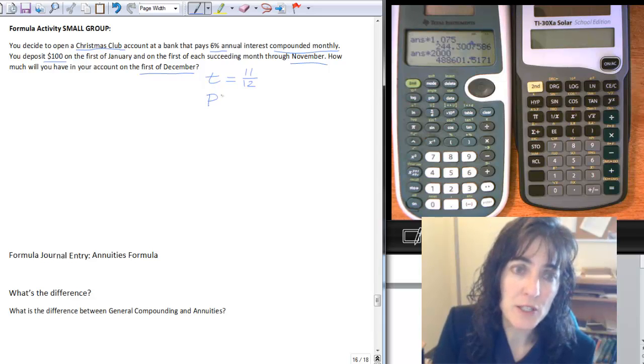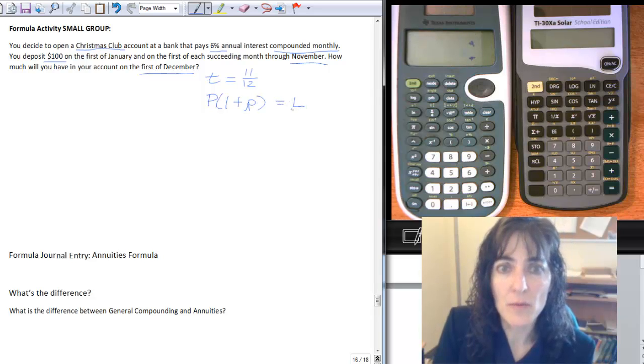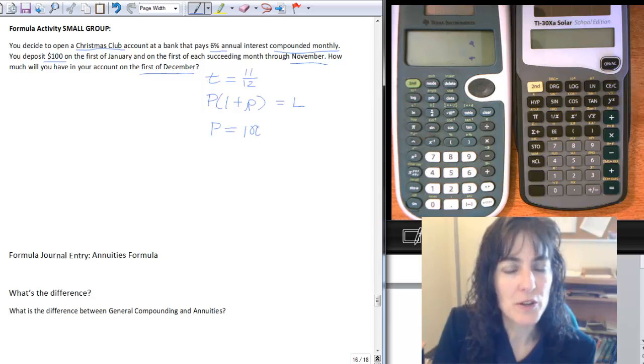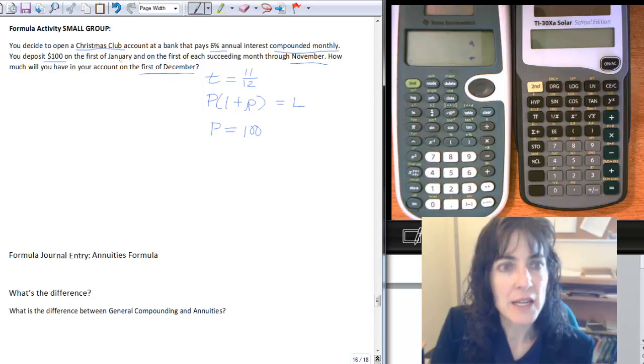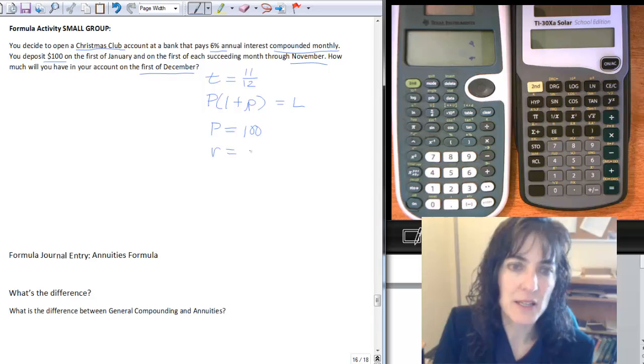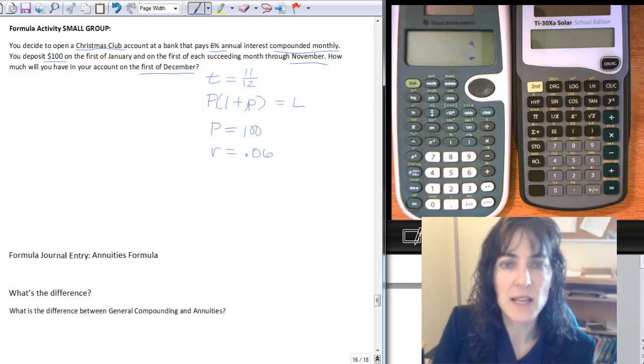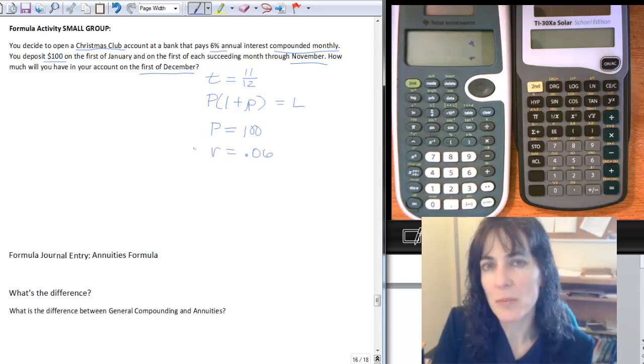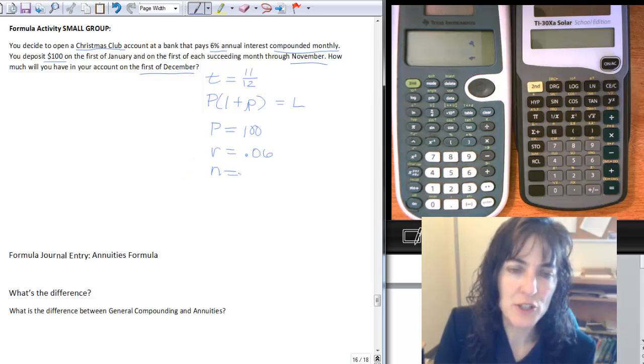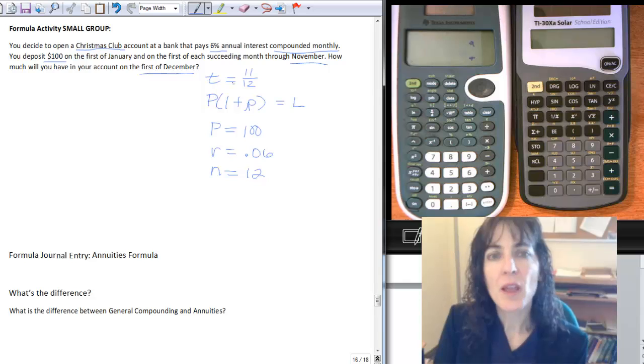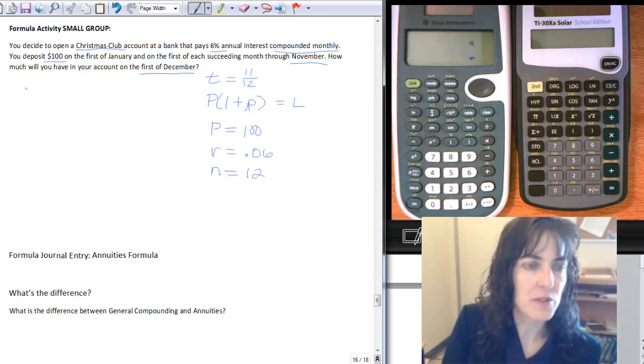So I am going to need to use the capital P times the 1 plus little p for my L for this problem. Okay, what else do we know? We know that our big P, our payment in this case, is going to be $100. And we know we get 6% interest, so my rate is 0.06. And we know it's compounded monthly, so that means my N should be a 12. And I think I have all the variables, so let's write out the formula.